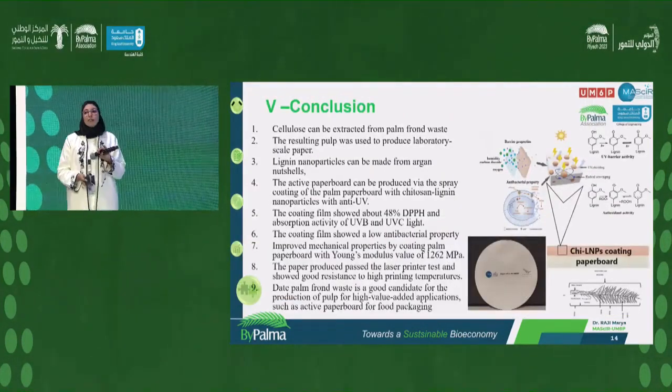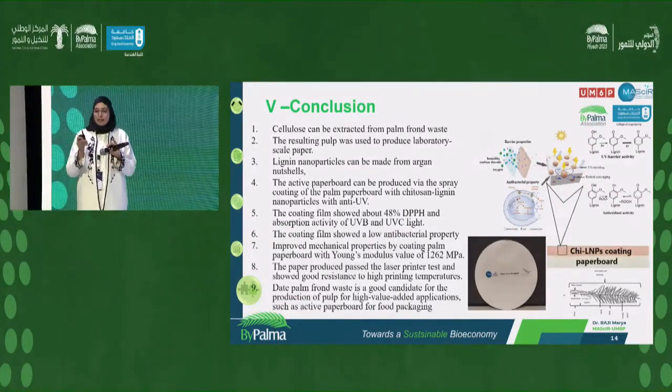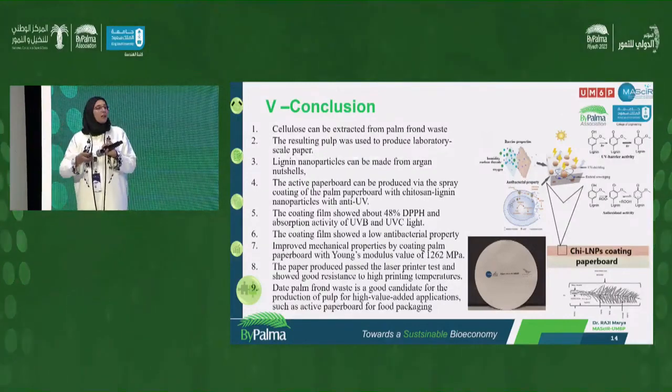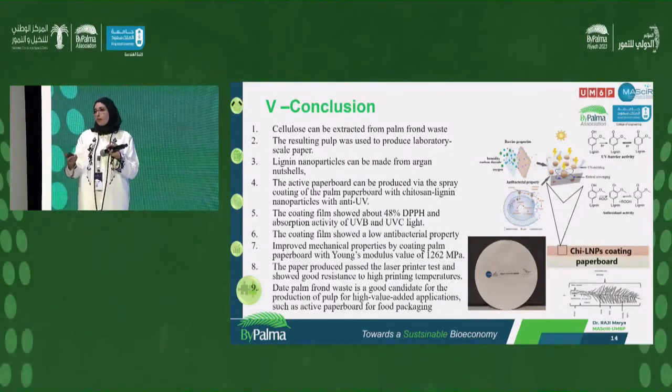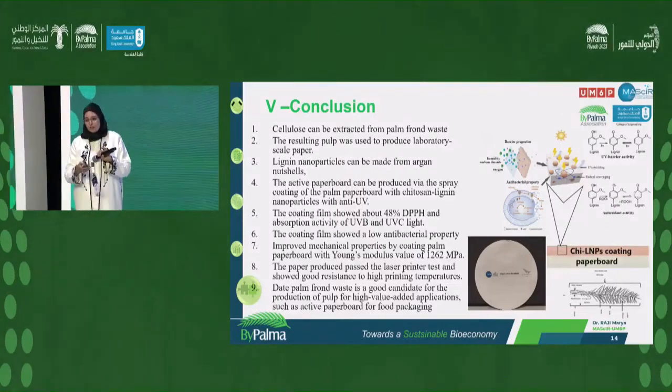Finally, we can conclude that palm fibers, exactly leaves, are a good candidate for producing active paperboard by incorporating lignin nanoparticles as a reinforcement or coating, and also we get good antioxidant properties, anti-UV properties, good mechanical properties, and antibacterial properties. And thank you for your attention.